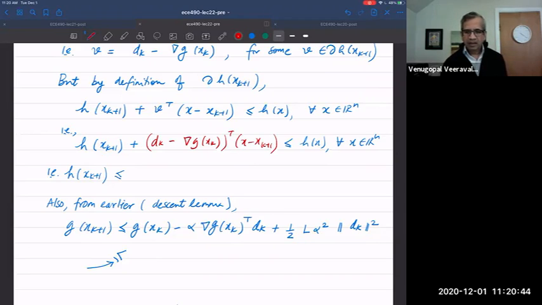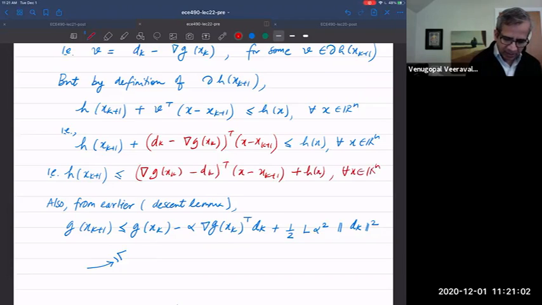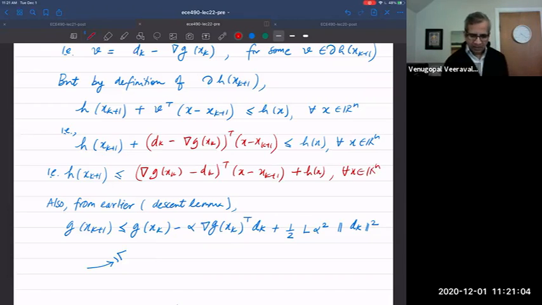All right, and then we'll take it to the other side. So h of xk will be gradient of g of xk minus dk transpose x minus xk plus 1 plus h of x, for all x belonging to R^n. I'll call this equation 1.